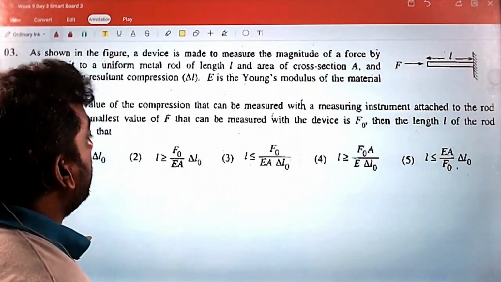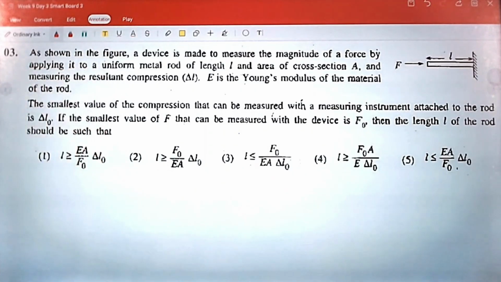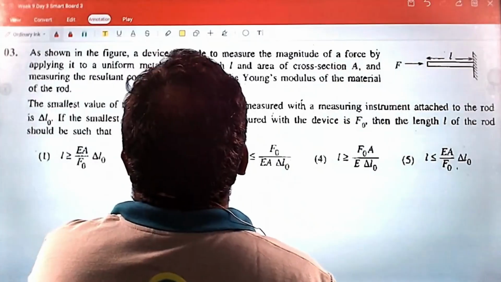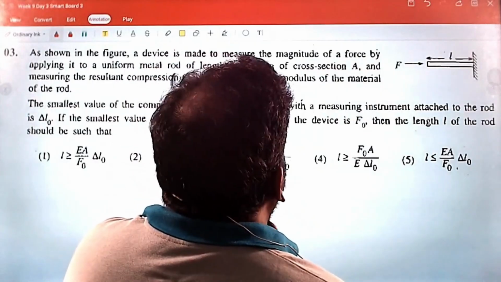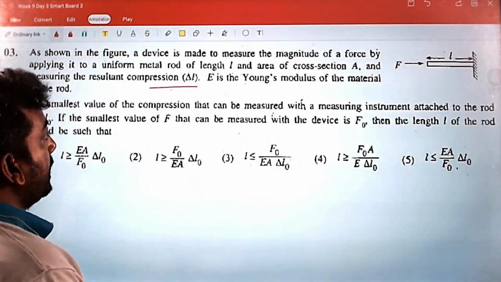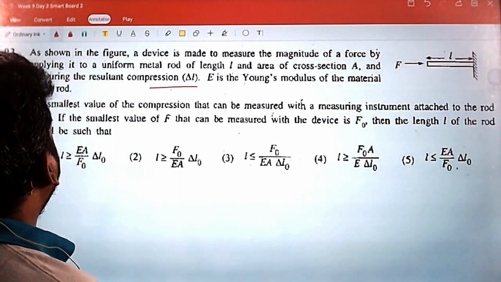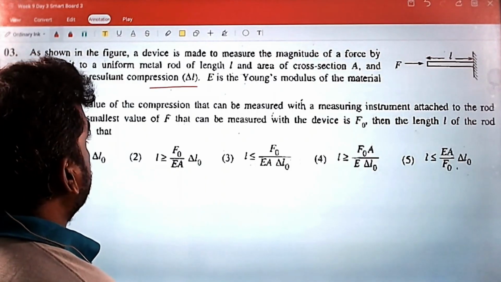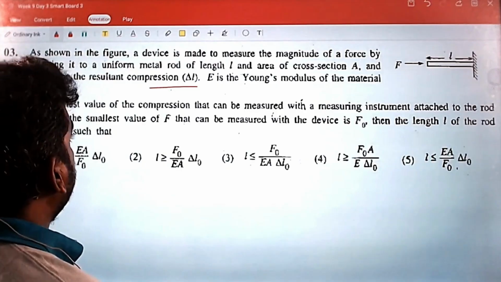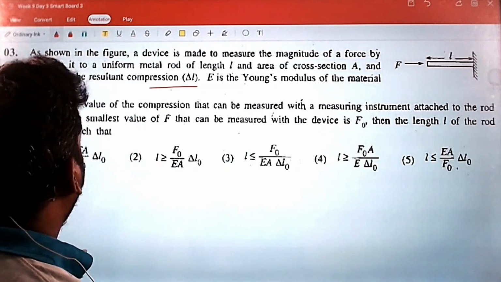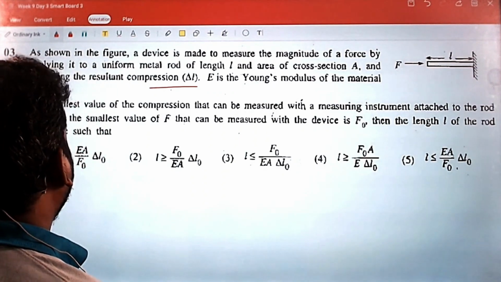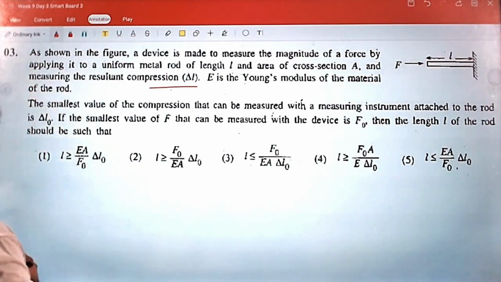As shown in the figure, a device is made to measure the magnitude of a force by applying it to a uniform metal rod of length L and cross-sectional area A, measuring the resultant compression delta L. E is the Young's modulus of the metal of the rod. The smallest value of the compression that can be measured with a measuring instrument attached is delta L naught. If the smallest value of F that can be measured with the device is F naught, then the length L of the rod should be such that. So, have a look.